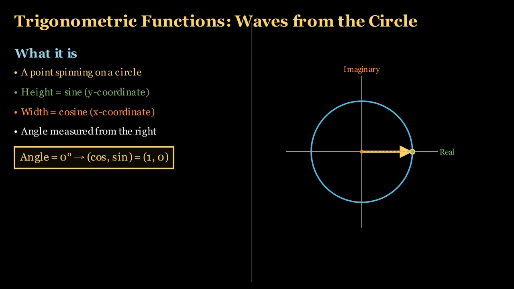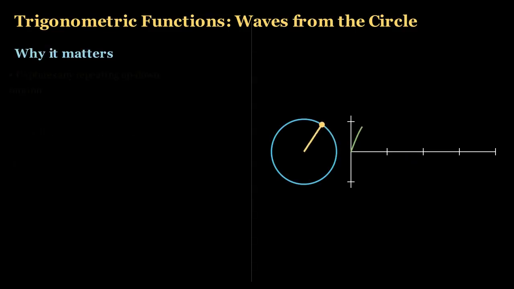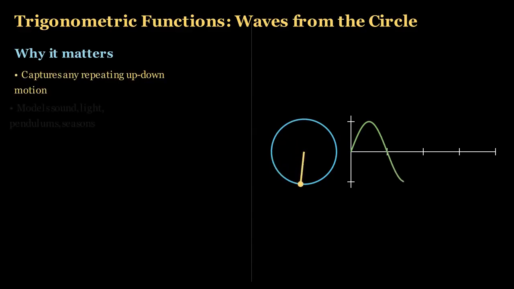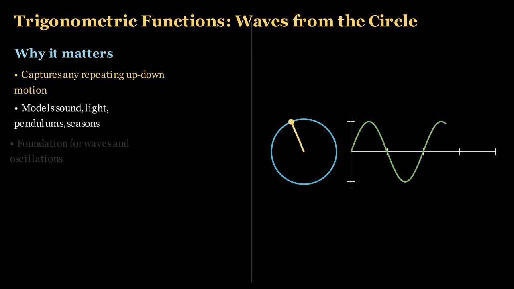So sine and cosine are just the coordinates of a spinning point. They are functions because for every angle, there is exactly one height and one width. Why do we care about a spinning point? Because so many things in nature go back and forth or round and round. A swing, a guitar string, the alternating current in your house, even the seasons, they all repeat.